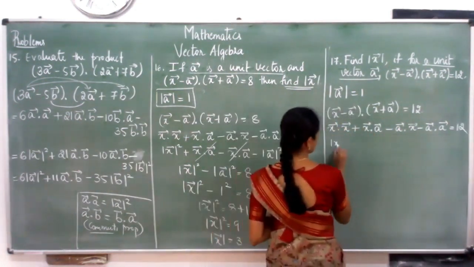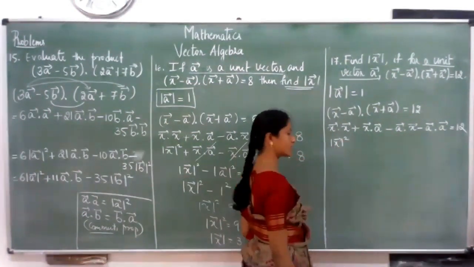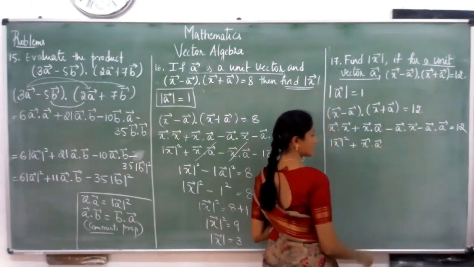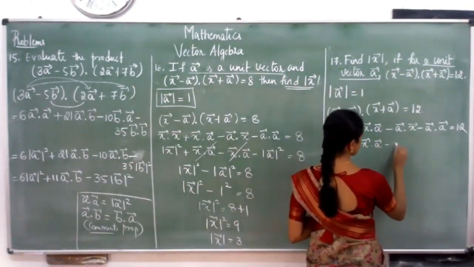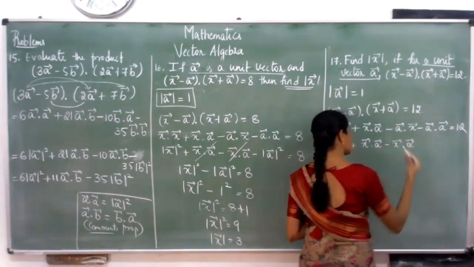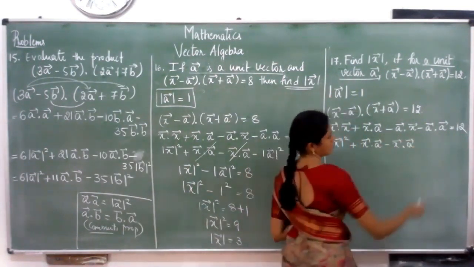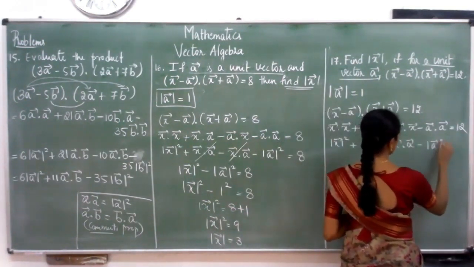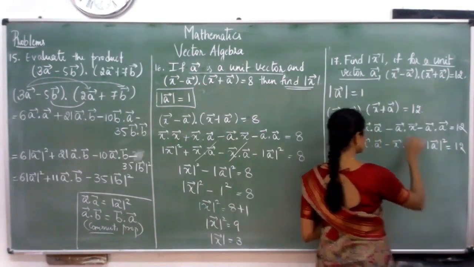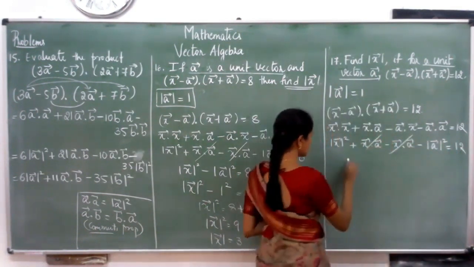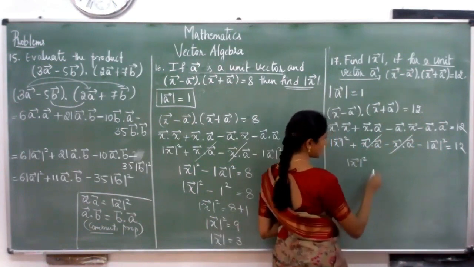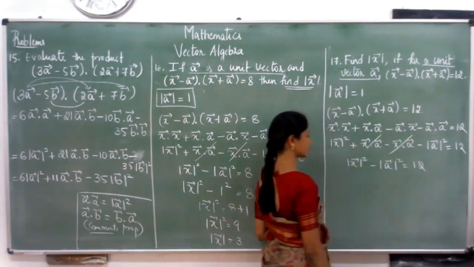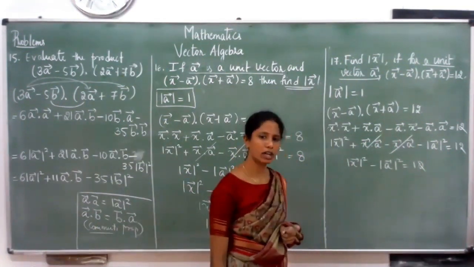Okay, so this can be written as magnitude of vector x the whole square plus magnitude of vector x dot vector a minus, as this is dot product is commutative, so we can write it as magnitude of vector x dot vector x dot vector a minus magnitude of vector a the whole square, which is equal to 12. So these two get cancelled. So you have magnitude of vector x the whole square minus magnitude of vector a the whole square, which is equal to 12. Substituting magnitude of vector a as 1.